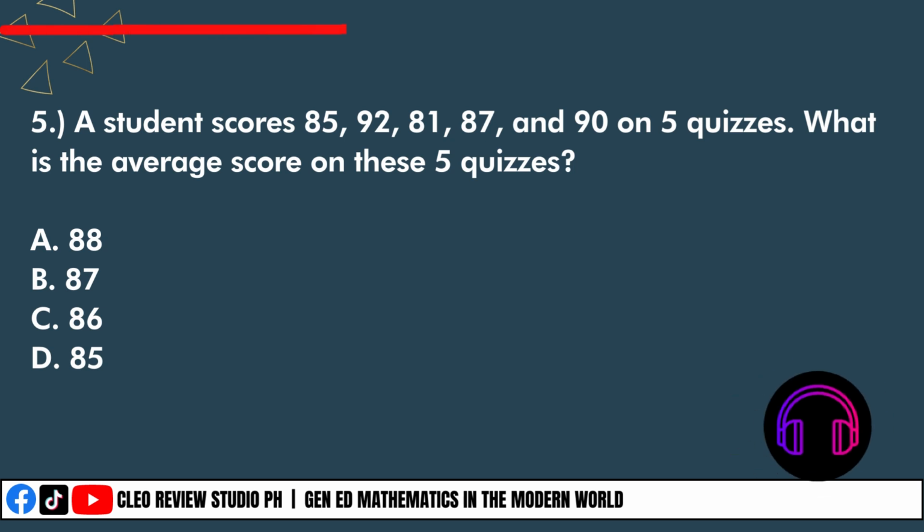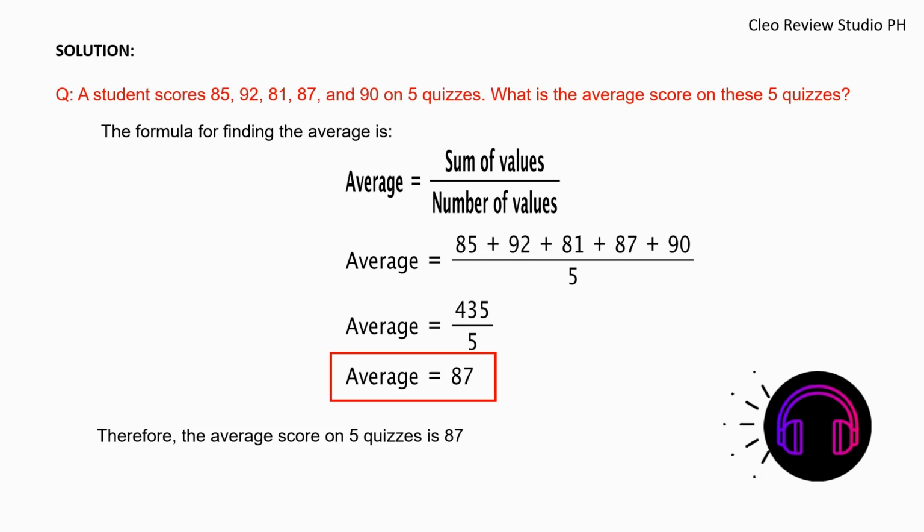A student scores 85, 92, 81, 87, and 90 on 5 quizzes. What is the average score on these 5 quizzes? The formula for finding the average is the sum of all the numbers divided by the total number of values in the set. So the correct answer is 87, letter B. It's up to you kung gusto nyong gamitin tong formula.